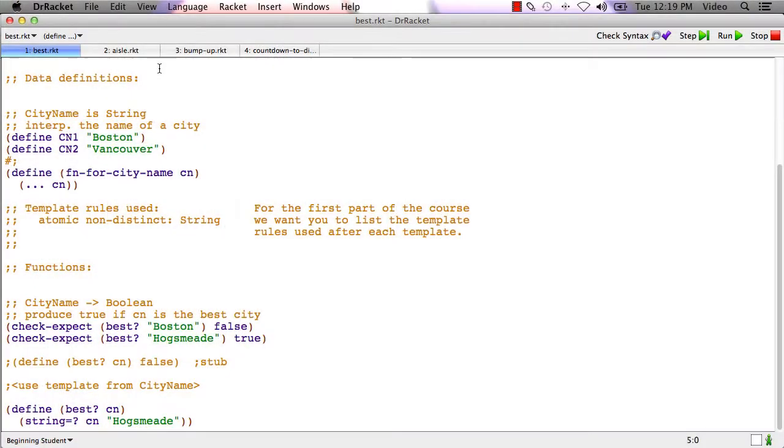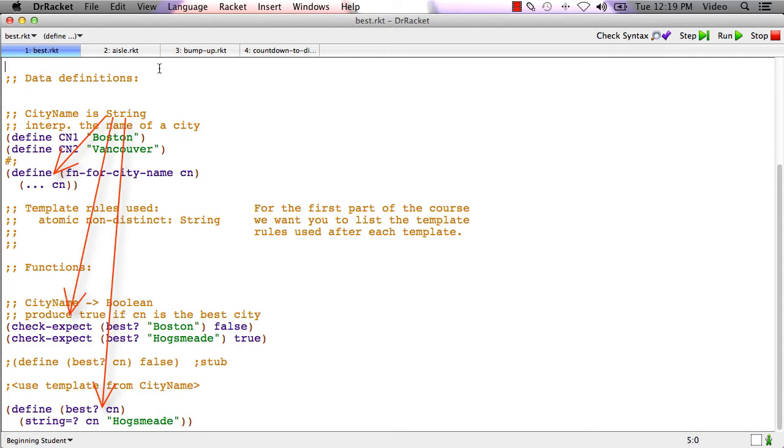Think about the examples we've seen this week. Think about the city name example and the best function. The inherent structure of the domain information in that case was atomic. So we represented it using simple atomic data. And that meant the template had a certain form, and that told us something about the function and something about the tests as well.